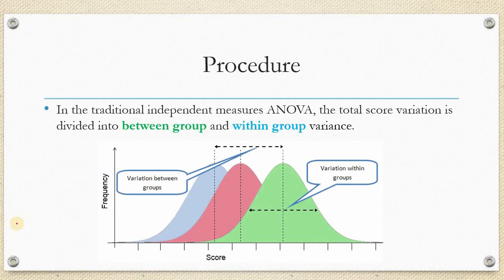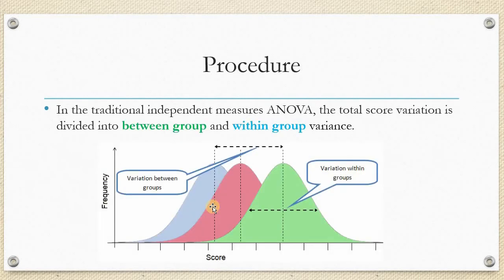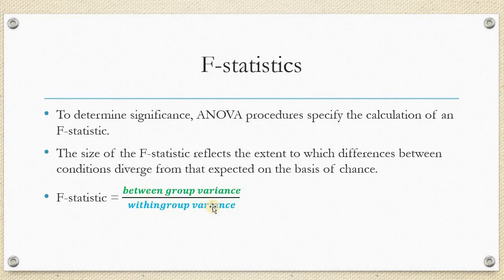Here is a pictorial representation of variation within a group and between groups. Here I have three groups, and the variation represented within a group is the within group variance, and the variation between these three groups is the between group variance. Then you need to test whether these variances are significant or not, and that test is organized by F statistics, or the F test.